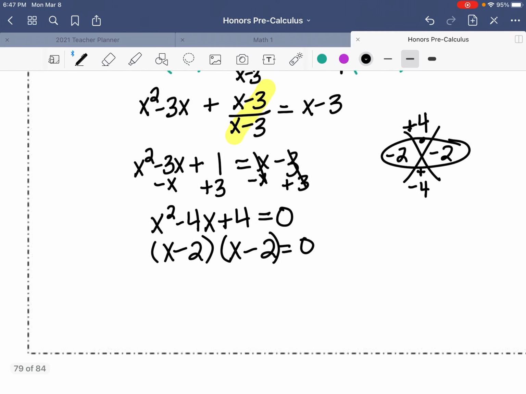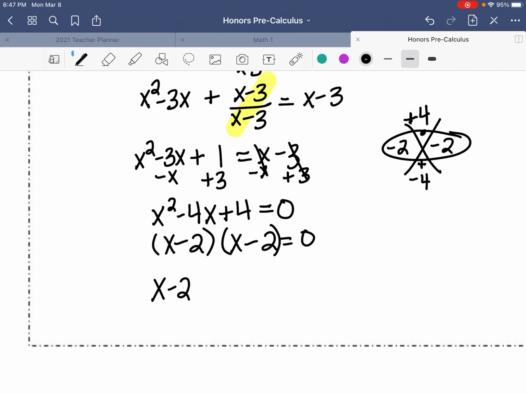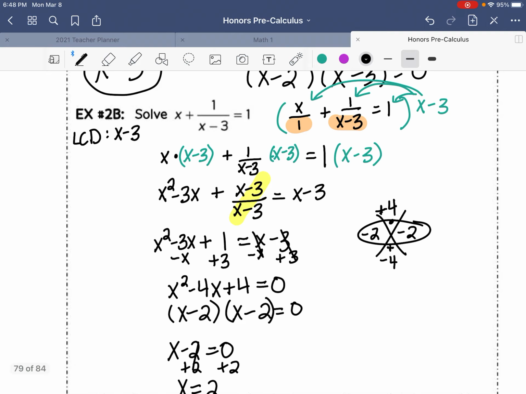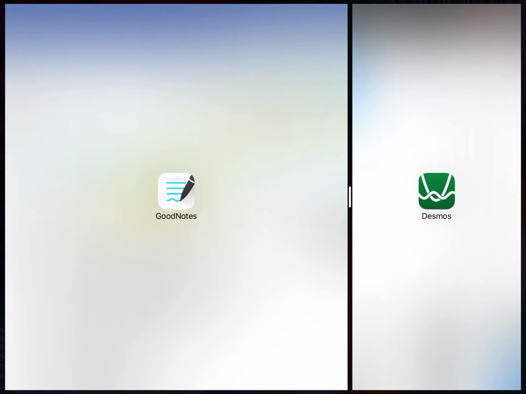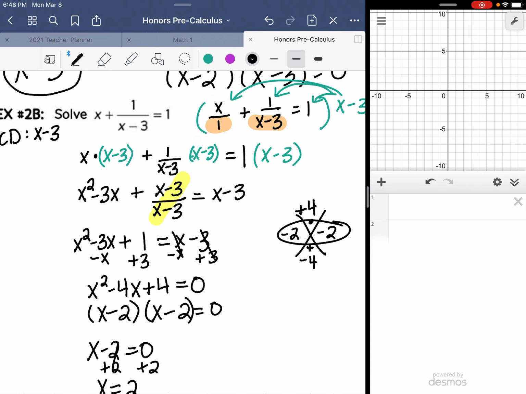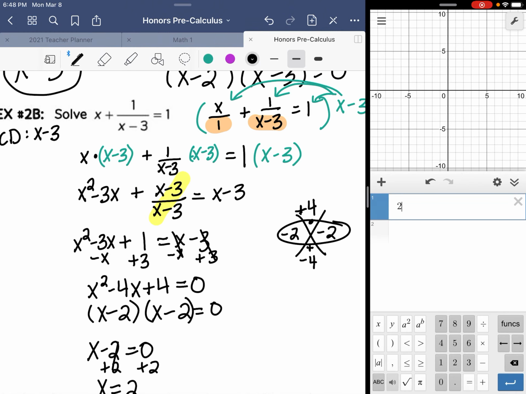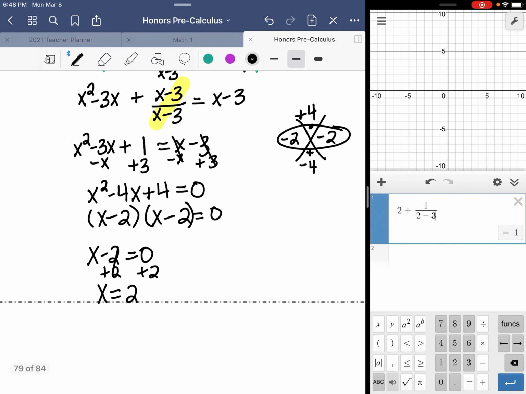Now, obviously, if I take both of these and I set them equal to 0, they're going to be the same. So I have x equals positive 2. So let's check that that is correct. So I'm going to pull Desmos over here. All right, so we have 2 plus 1 divided by 2 minus 3, and that should equal 1. That is correct.